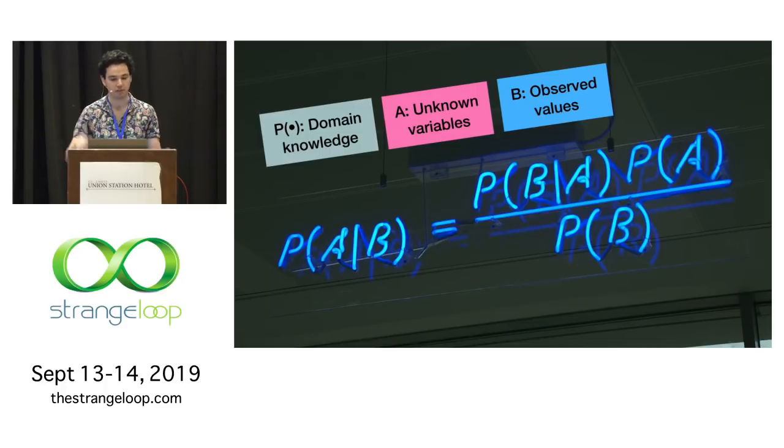There are 3 letters involved in this formula, an A, a B, and a P. A is going to represent the unknown variables that we're trying to reason about. B is going to represent our observations, what the user actually typed in the row. And P is going to represent all of our domain knowledge.